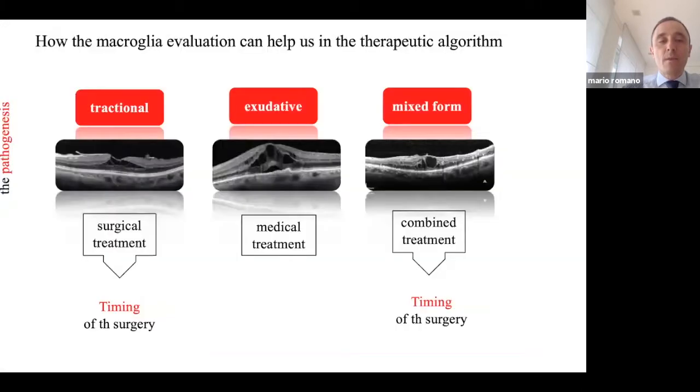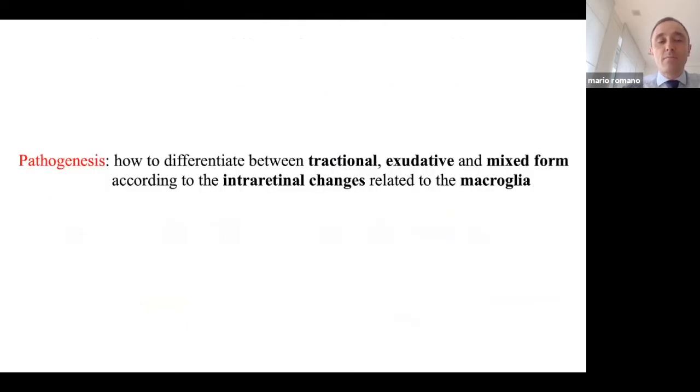fovea. So how can the macroglia evaluation act in a therapeutic algorithm? Because we can have information on the pathogenesis according to the tractional, exudative and mixed form, and about the timing of the surgery, of course. So regarding the pathogenesis, how to differentiate between the tractional, exudative and mixed form according to the intraretinal changes related to.